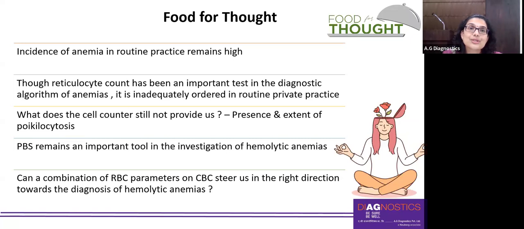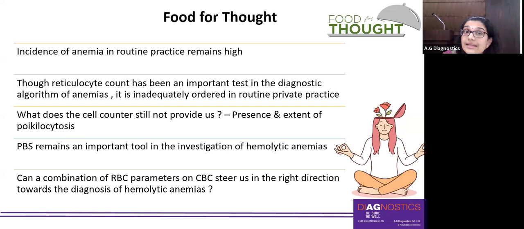So what I would just bring out with this data is the incidence of anemia in routine practice remains high. However, what we see is reticulocyte count has been inadequately ordered in routine private practice, though it has been an important test in the diagnostic algorithm of anemias. Though we are talking about the advanced reticulocyte parameters today.